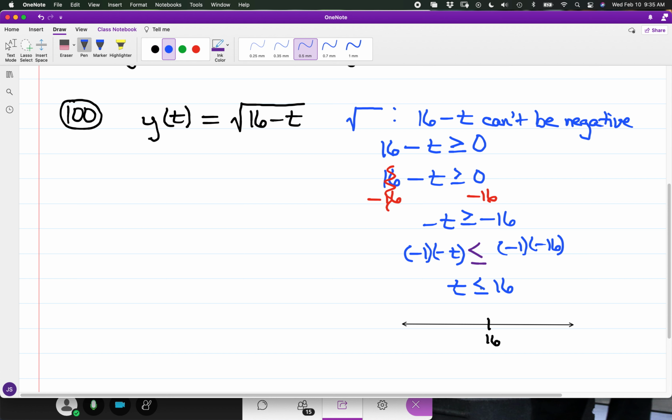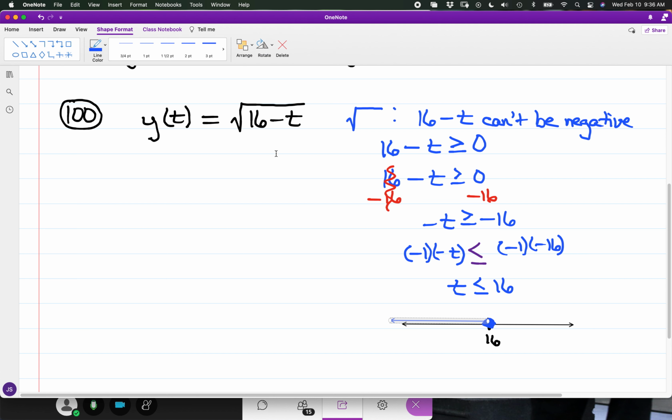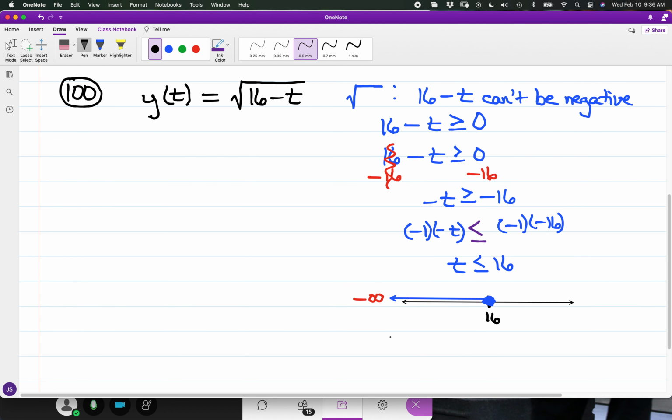If I were to graph it, we have t equal to 16, so 16 is going to be a solid point, and everything else is going to be less than, so we're going to have a ray that goes out to the left, continuously in the direction of negative infinity. Again, the graphing part is optional, but it does provide a little bit of a visual in terms of how to set up the interval notation for the domain.